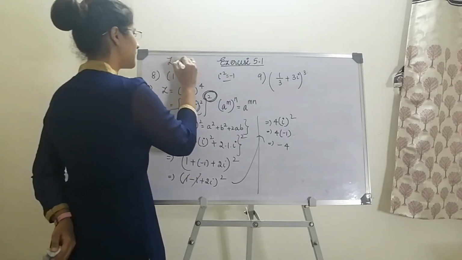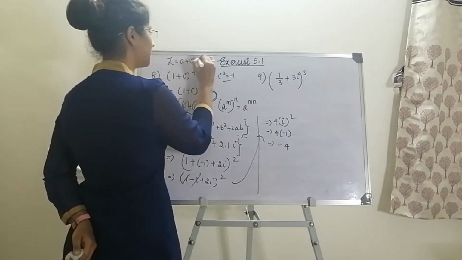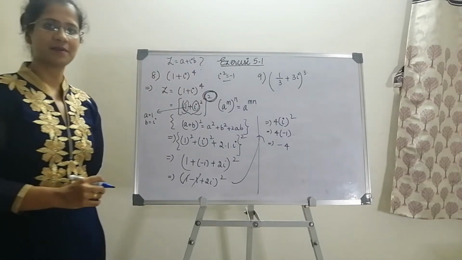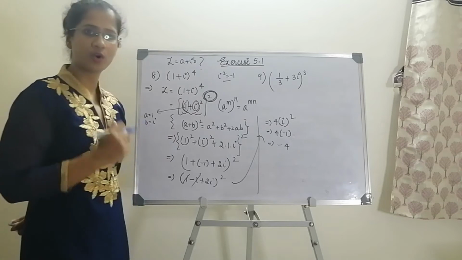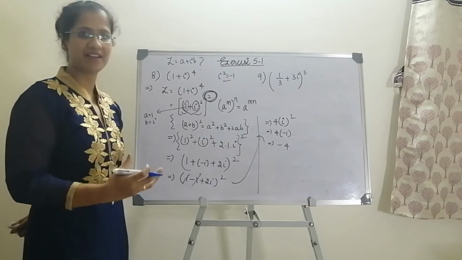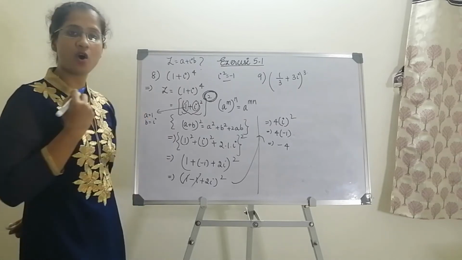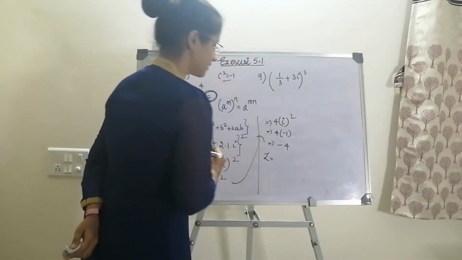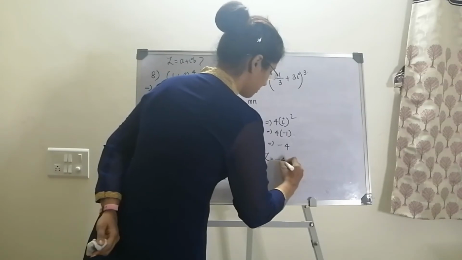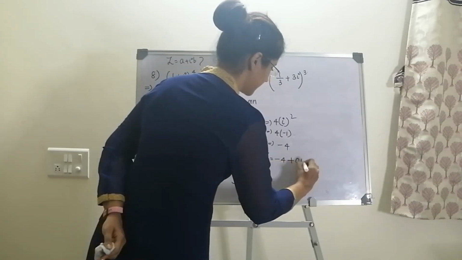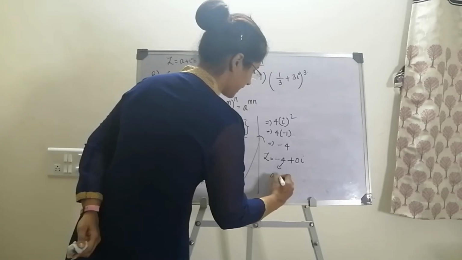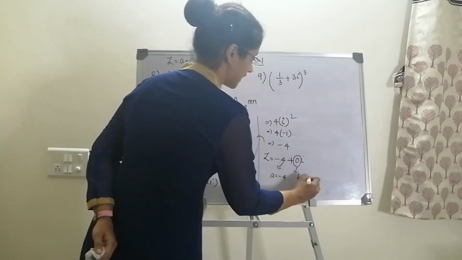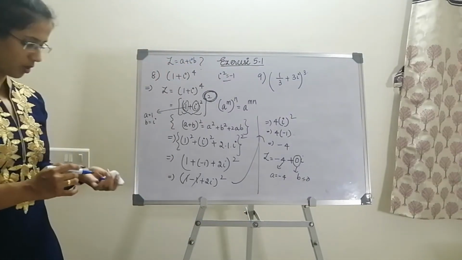But does it resemble z is equal to a plus ib? No, it does not resemble. So when it does not resemble the form a plus ib, what do we do? If I do not have an imaginary term, I will always consider it to be 0. So therefore, your final answer is z is equal to minus 4 plus 0i, where a is equal to minus 4 and here I have b is equal to 0. Hope you all have followed.